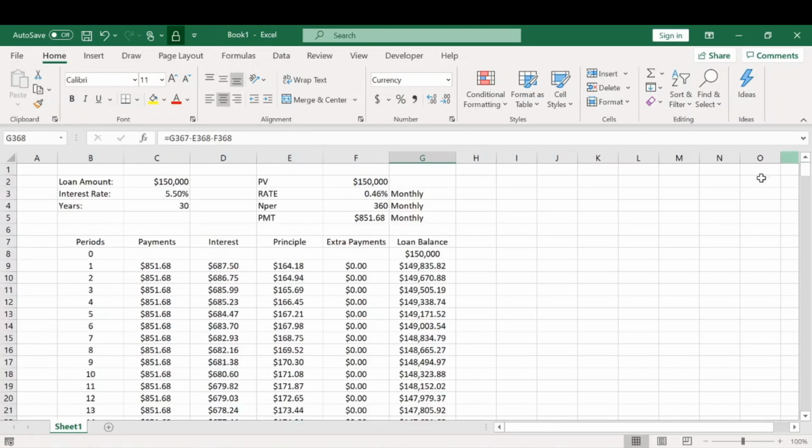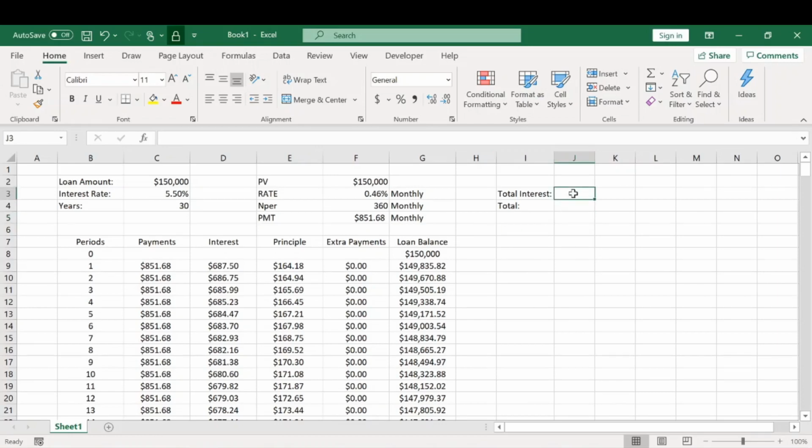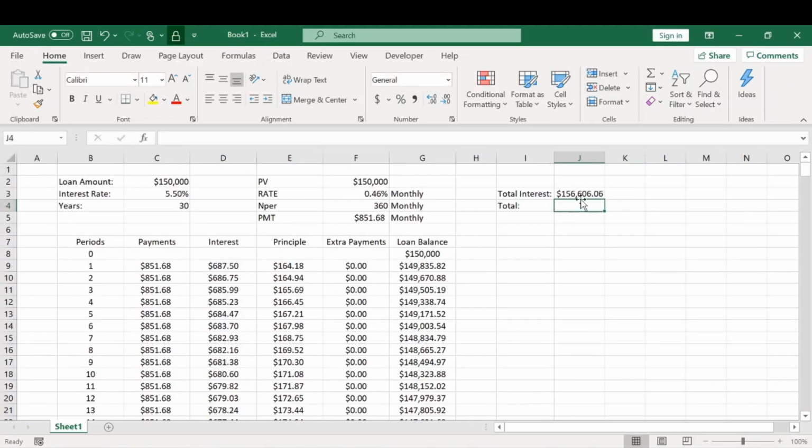All right. So now let's say we wanted to know the total interest we paid, and we want to know the total amount we paid for this specific loan. So we'll go ahead and sum this column, the interest column, and we will have paid $156,000 in interest.